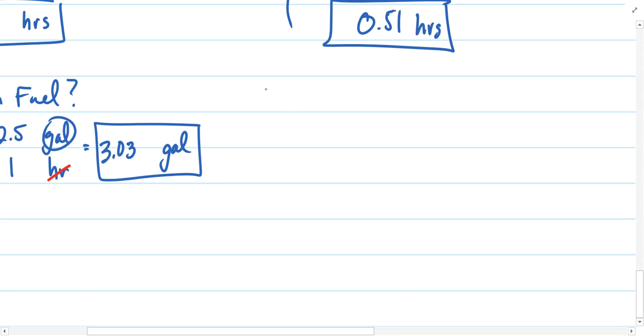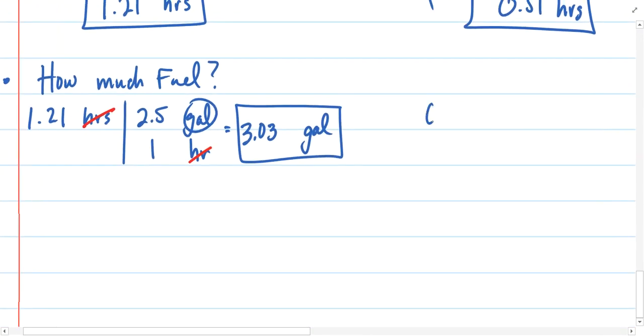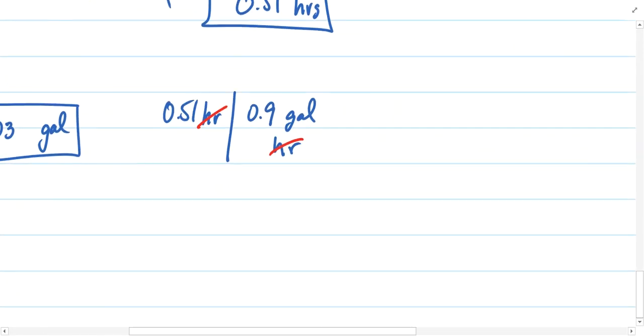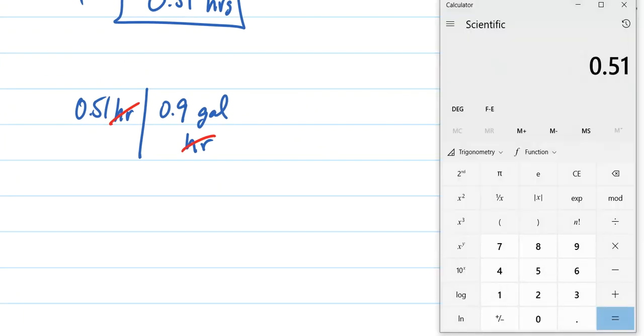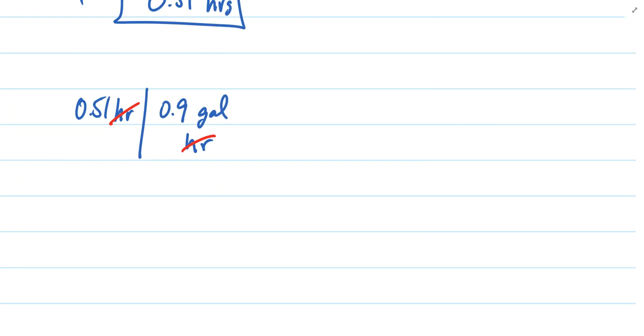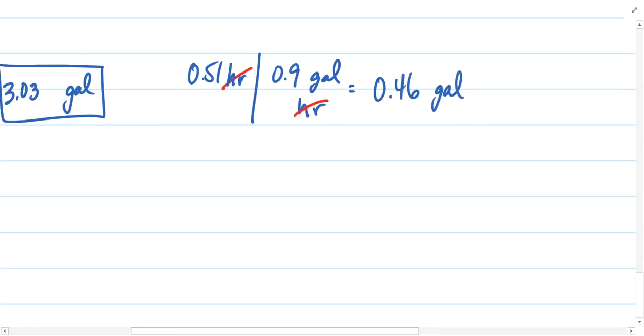In the new lawnmower, well, this is kind of interesting. It only takes 0.51 hours, and that machine only uses 0.9 gallons per hour. How about that? So now we're looking at 0.51 times 0.9, and this machine only requires 0.46 gallons of diesel fuel.